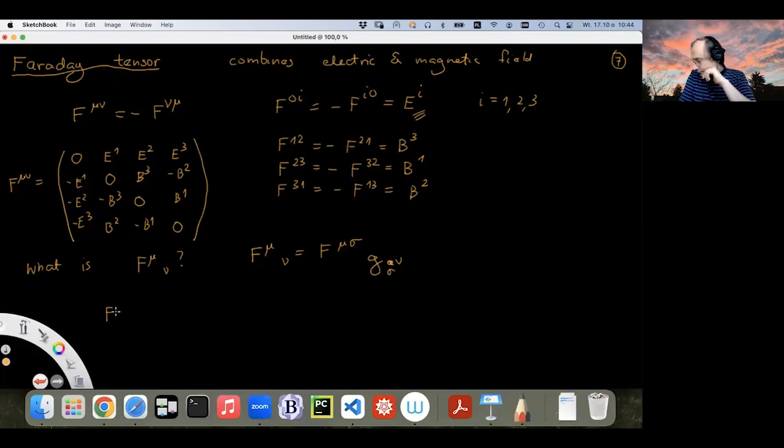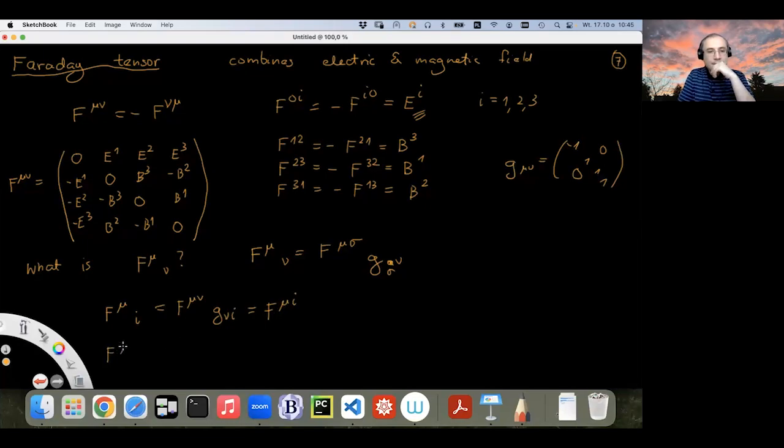So F^μ_i, where i is the 1, 2, 3 components, that's F^{μ i} g_{ii}. The metric is minus 1, 1, 1, 1, and zeros. So again, only the diagonal terms will survive here. And these diagonal terms here are always one, so this is just F^{μ i}, with no change. And F^μ_0, that's F^{μ0} g_{00}.